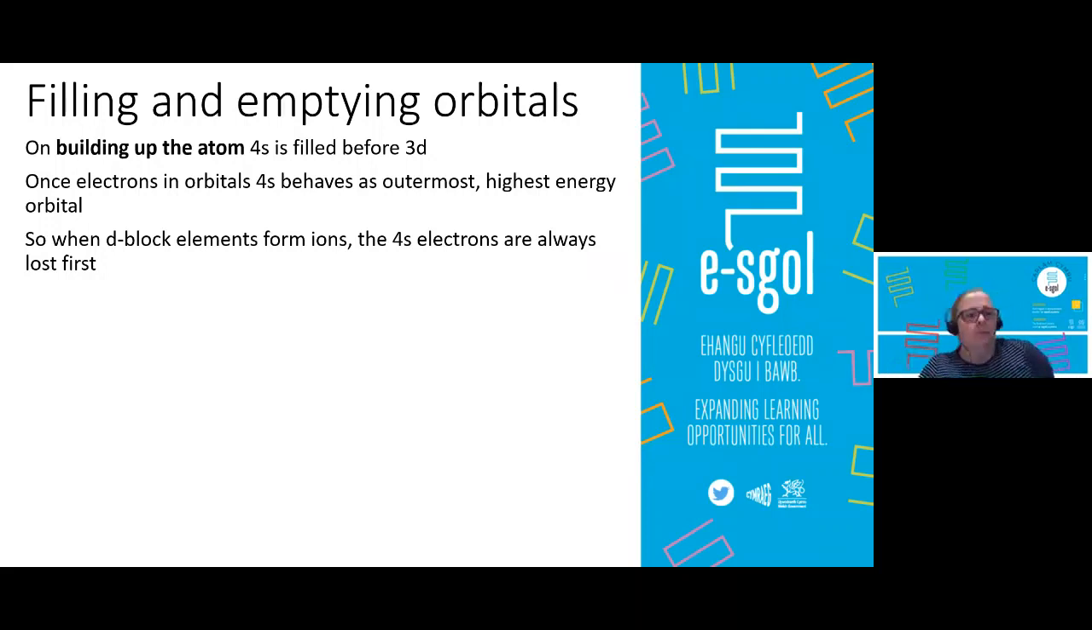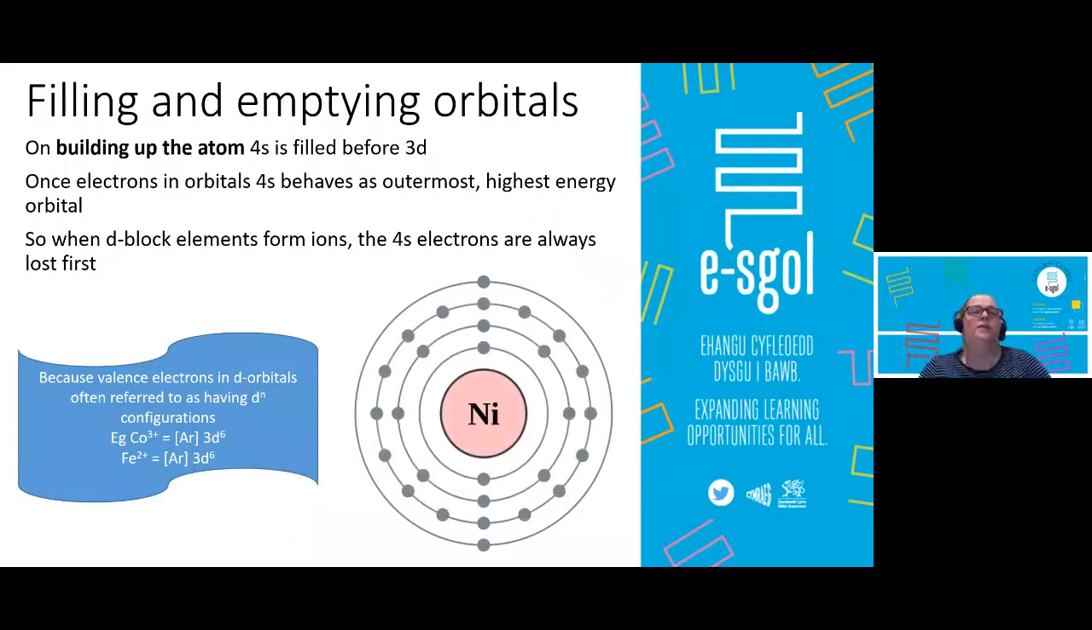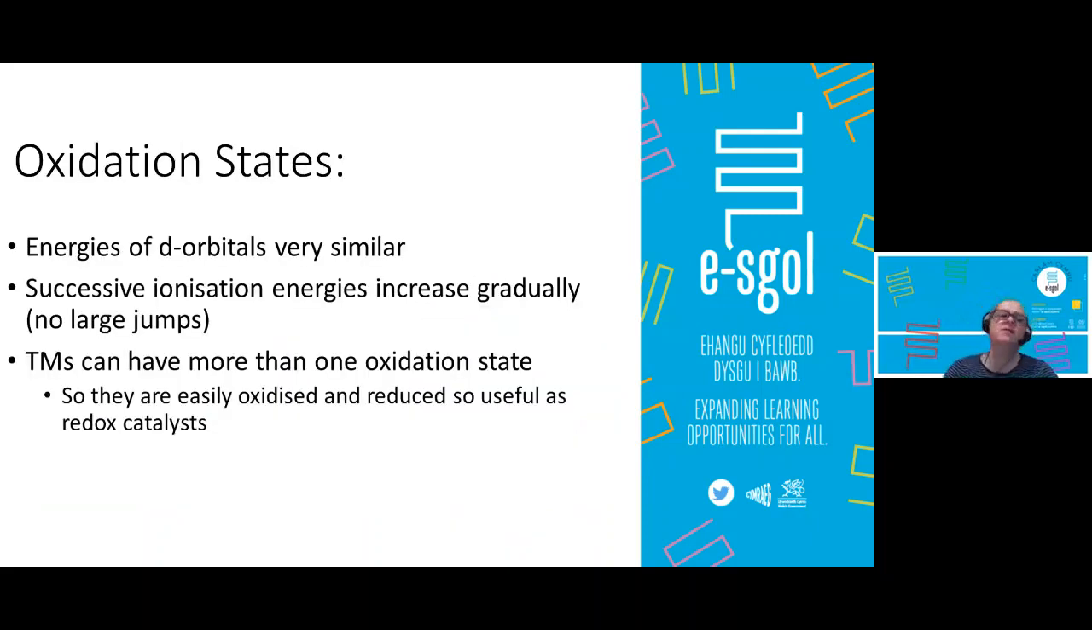Okay. So I'm hoping you are already happy with the fact that you build your atoms, skipping the 3d and then filling the 4s and then back and forth. But you are very happy with the fact that when they're emptied, you empty the 4s before you do the 3d. Okay. Why do they exhibit oxidation states? Well, it's because the energy of the d orbitals are all very similar. So successive ionization energies don't really exhibit any large jumps as you came across in Unit 1. So when you plot it, it's quite a level plot that would be seen on a graph.